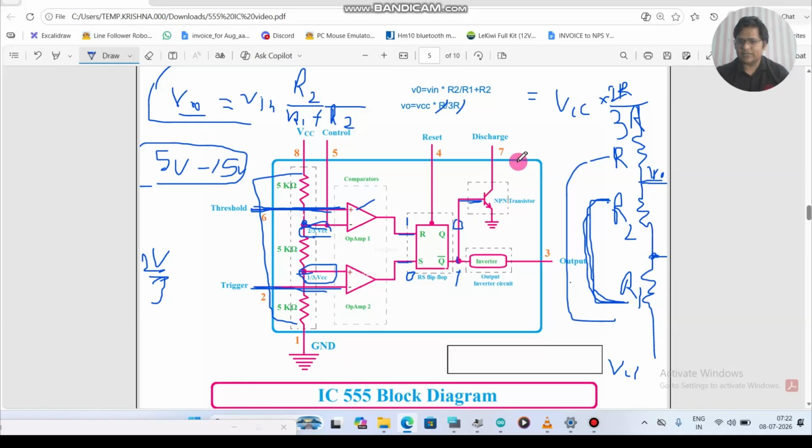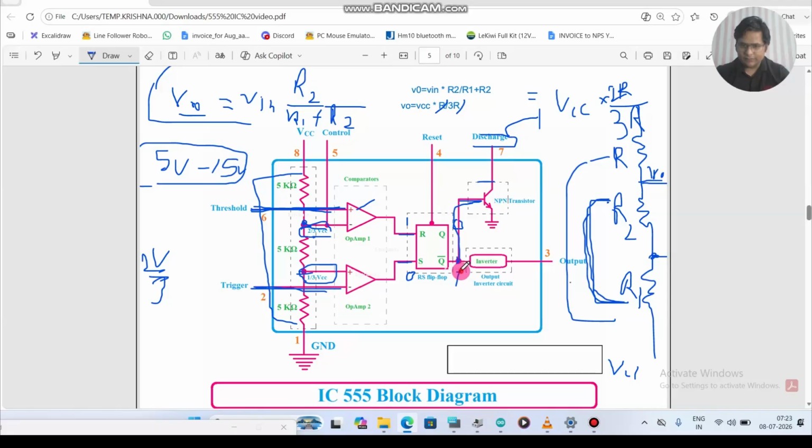Now this 1 at Q bar will turn on this transistor. This is called the discharge transistor. So there will be a capacitor connected in the circuit, connected to this pin. When this transistor turns on, the capacitor will start discharging. Whenever the transistor gets 1 at Q bar, it will turn on. This is an NPN transistor, and it will start discharging the capacitor connected to pin number 7.